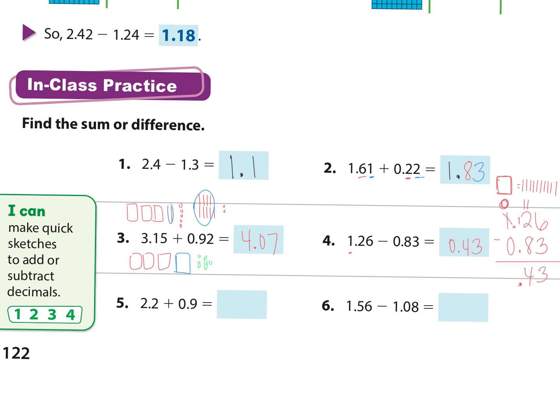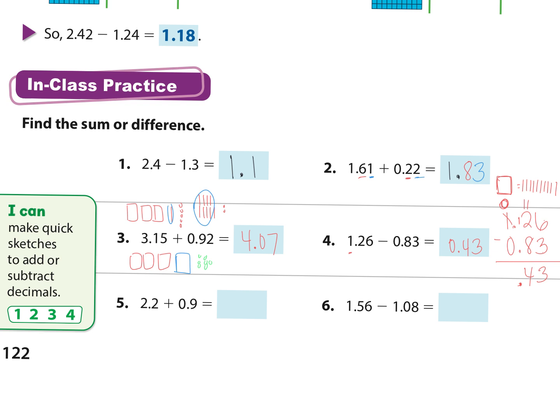If the model helps you, use it. Draw yourself. It only has to be squares, lines, and dots. Okay, I don't need crazy illustrations. If it helps you, great. If this method here, just looking at it like a normal problem, is easier for you, then do that. That's what we're going to be focusing on this week anyway.